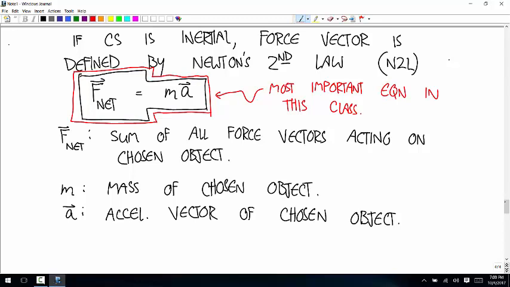And in a group of 4 equations or something, that would be a candidate for the most important equation in all of physics.